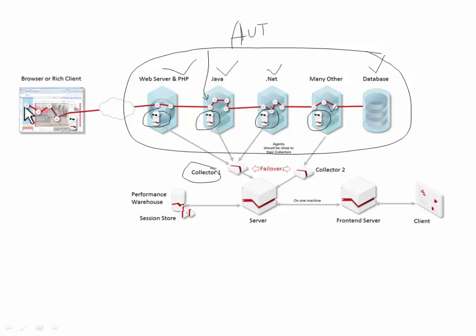So you could have multiple collectors and basically it's a failover. Okay, in case one collector fails, the agents can continue to send the information to the other collectors. So as you see, it's a failover. It's a failover collectors. Okay, so basically these collectors would send the information to this server.